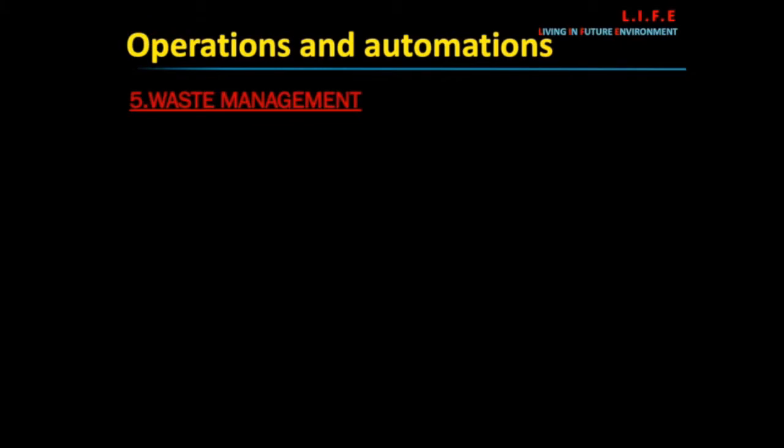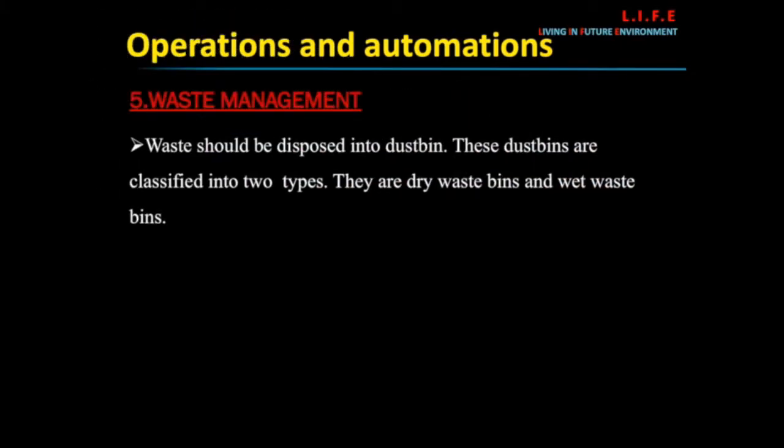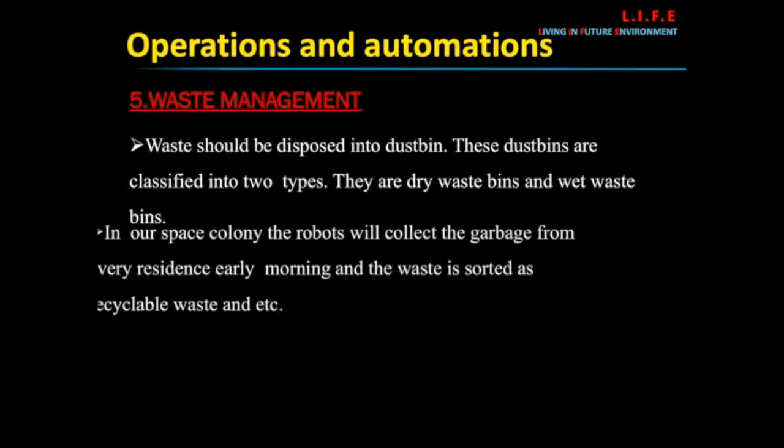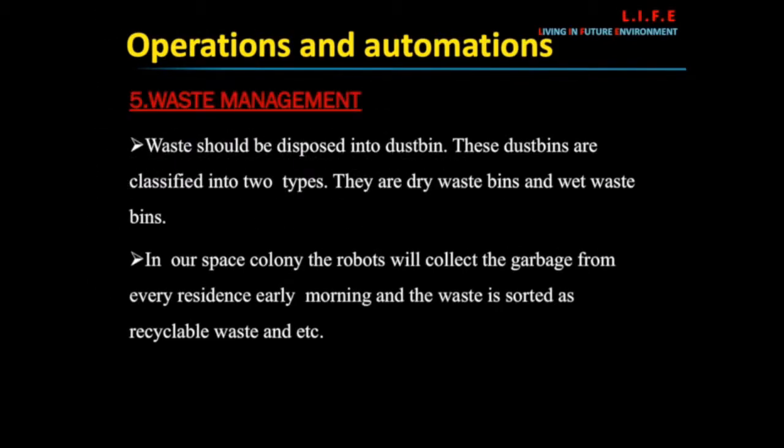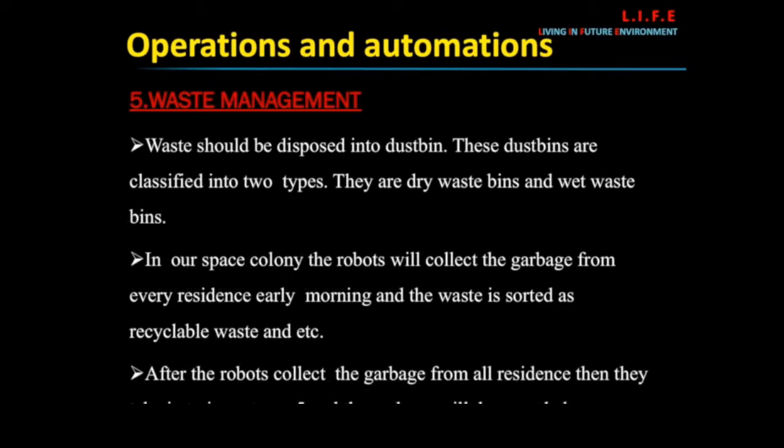Waste management. Waste should be disposed into dustbins. These dustbins are classified into two types. They are dry waste bins and wet waste bins. In a space colony, the robots will collect the garbage from every residence early morning and the waste is sorted as recyclable waste and so on. After the robots collect the garbage from all residences, they take it into inner torus 5 and the garbage will be recycled.